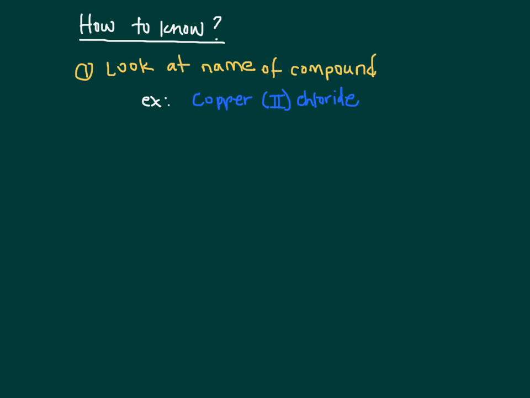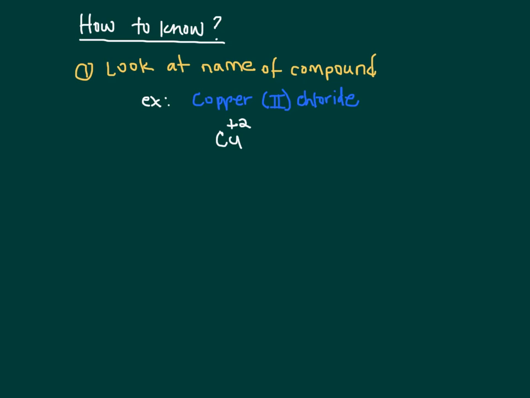The first way is you're just going to look at the name of the compound. So you'll notice this is typically how you would name a transition metal compound. Copper, and then a Roman numeral 2 in parentheses, chloride. This Roman numeral 2 indicates the number of valence electrons, and of course the charge on that copper. So the copper in that compound has a +2 charge on it. That's what that Roman numeral tells you: it loses 2 valence electrons, so it's got a +2 charge.